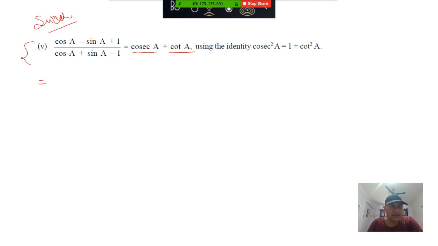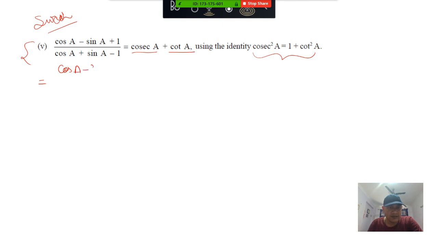Here you don't have cosec and cot A, so it is very important that you make the terms in cosec and cot A. And one more thing, they are saying that you have to use the identity cosec square A equals 1 plus cot square A. So definitely you have to put these terms in cosec A and cot A. To do that, you have to divide numerator and denominator by what term? Yeah, correct, sin A. So let's divide numerator and denominator by sin A.